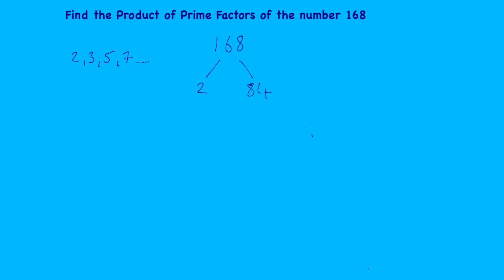On the tree, you always circle the prime numbers, and they are your cherries. Once you have a cherry, the branch stops there. Our first cherry is 2. We then continue with the 84. Now again, always try and start with the first prime number, which is 2. 2 does divide into 84 42 times. So we have another cherry.